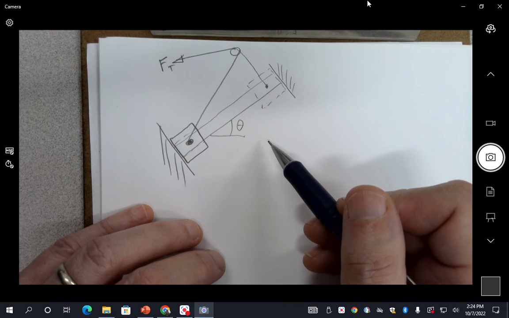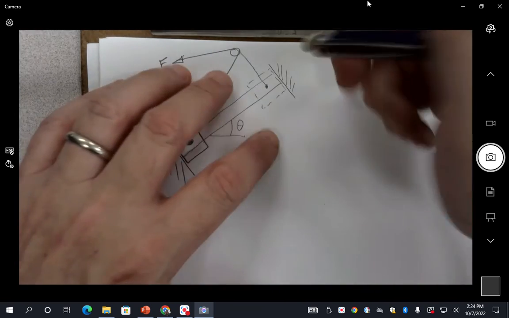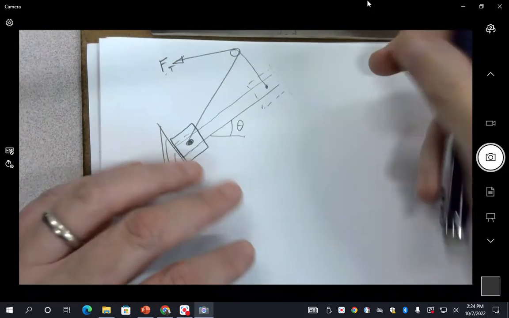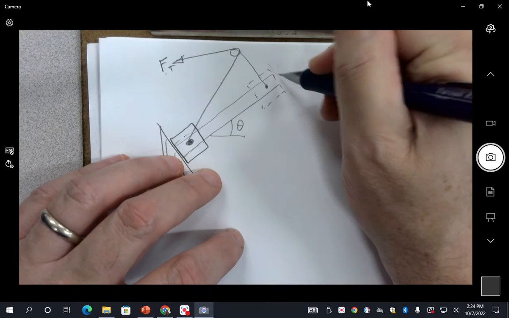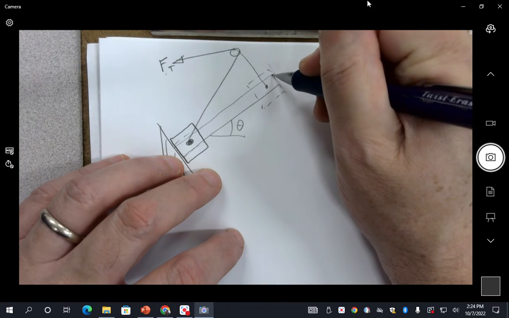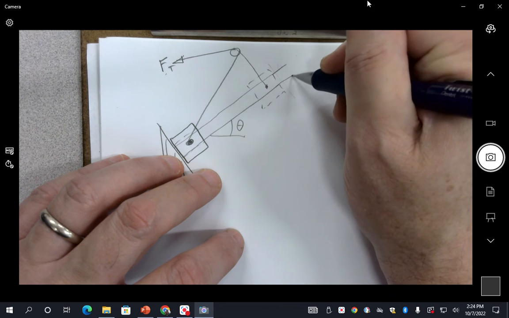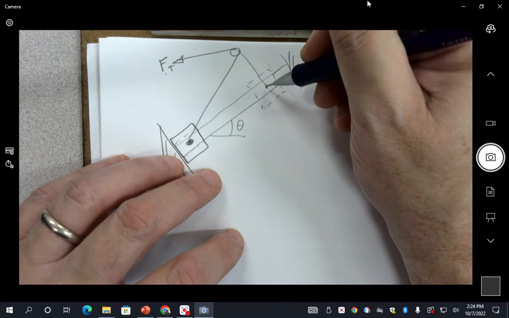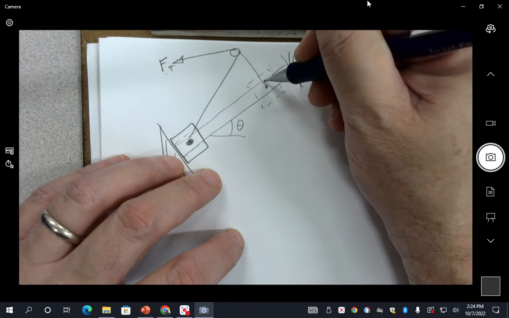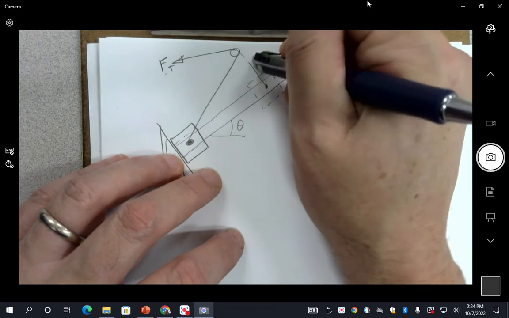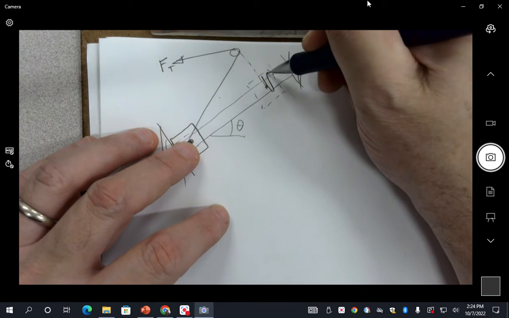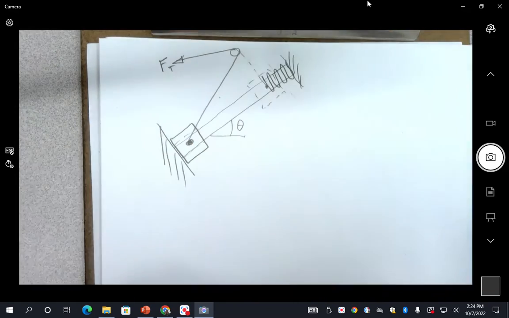This thing is at an angle, and there's a spring like that right there.